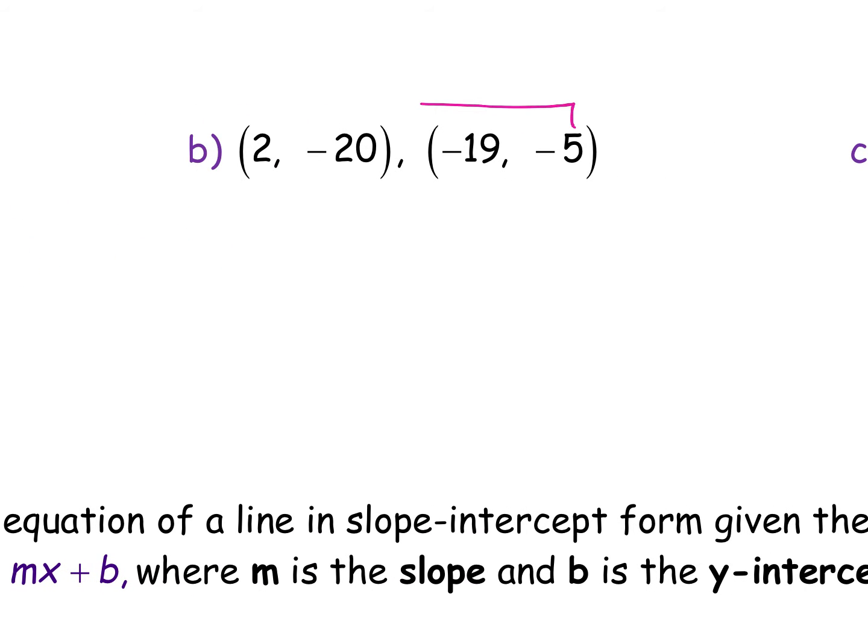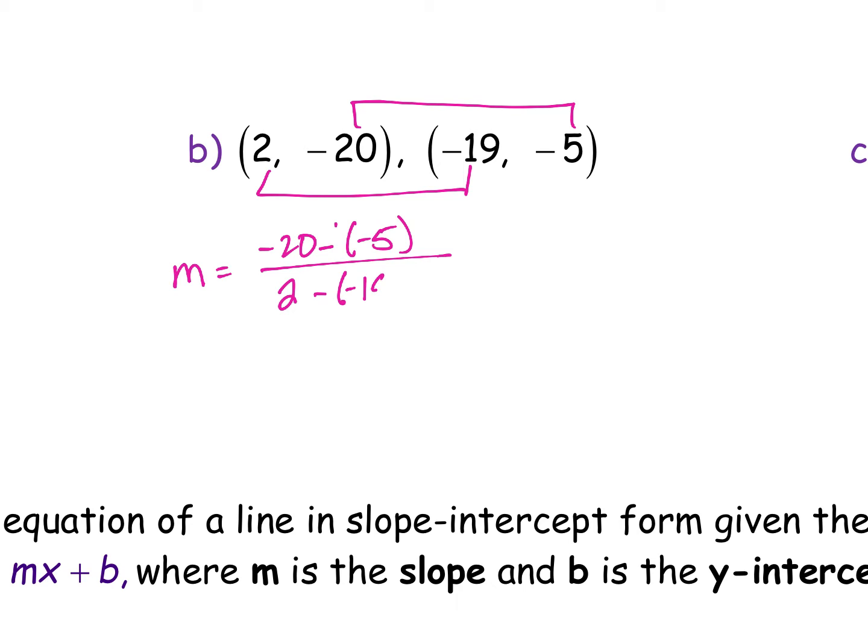So let's see what I get. m equals, I think I did negative 20, subtract a negative 5 over 2, subtract a negative 19, which gives me, what's negative 20 minus a negative 5? Negative 15. Beautiful. And what's 2 minus a negative 19? 21. Is that my slope?